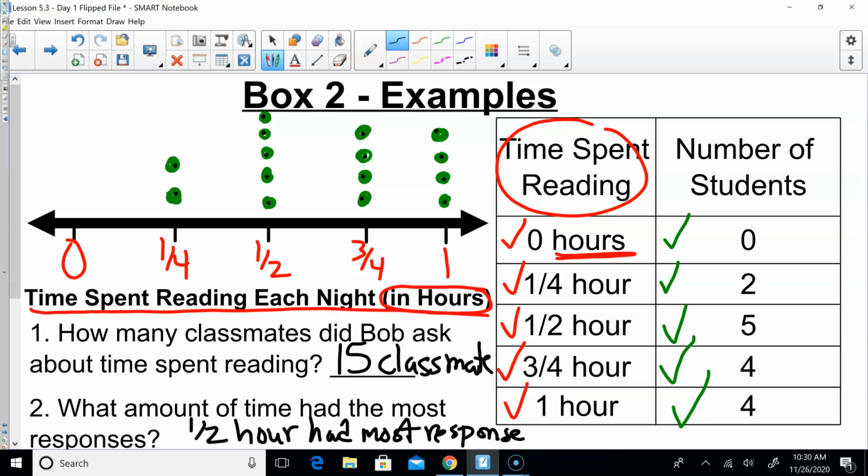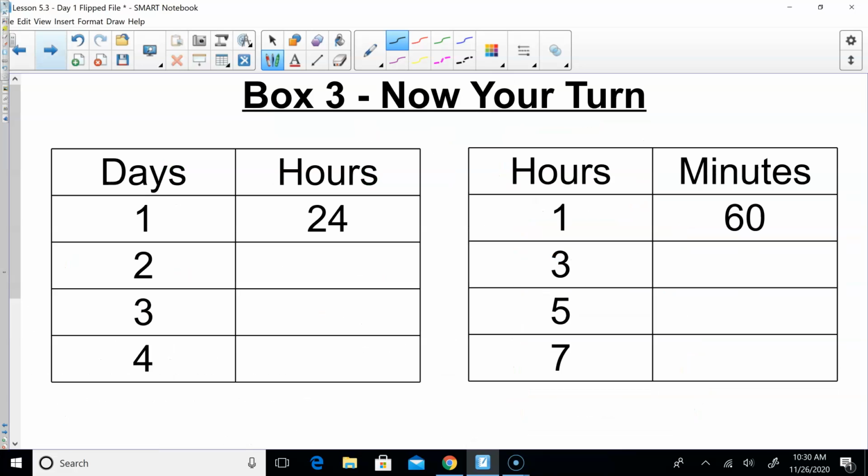So you can write that down and pause the video and talk about how we work through the process of creating the line plot and answering questions off of the line plot. And now it's your turn. So you draw a big line in your notebook, label it box 3. Now your turn, nice and bold so we can see that. And then these are 2 charts I want you to solve. See if you can solve these 2 charts.